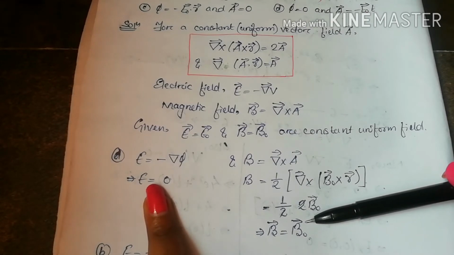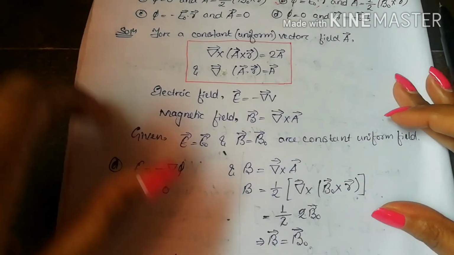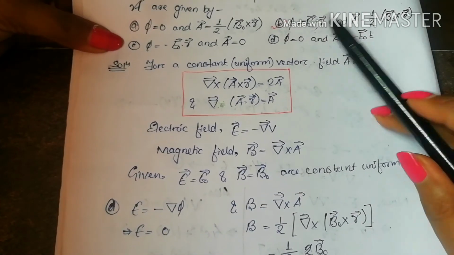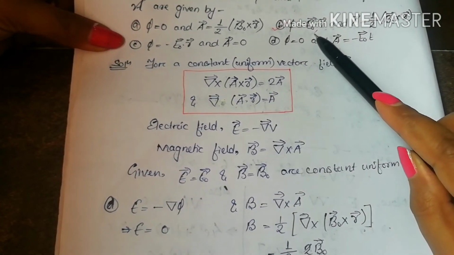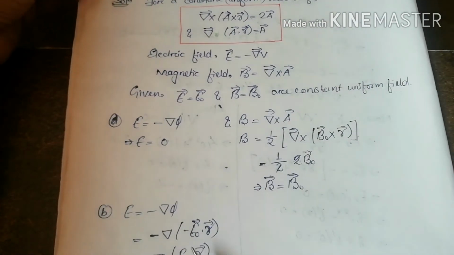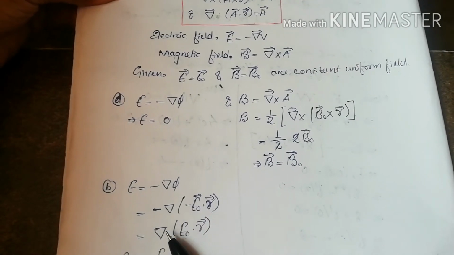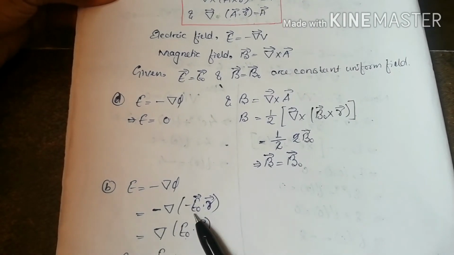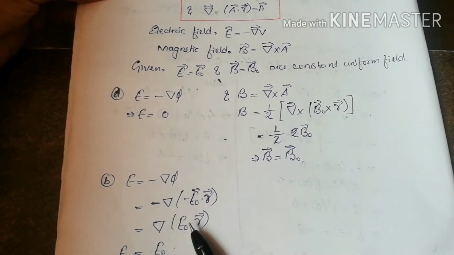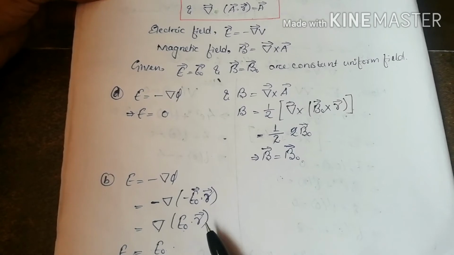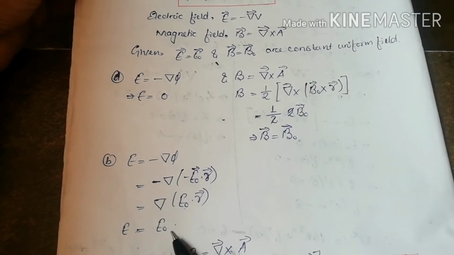So option A is not correct. Now we will check option B. In option B, phi is equal to minus E naught dot R. So E is equal to minus del phi, which is equal to what? Minus del of minus E naught dot R, because this is the value of phi. The two minus signs give plus del of E naught dot R, which is ultimately equal to E naught.